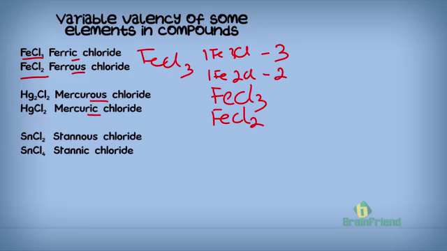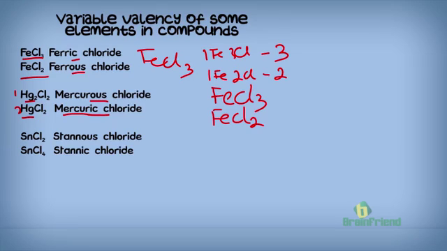As you can see, the valency of mercury here is 2, and the valency of mercury here is 1. Here is 2, here is 1. So this has a higher valency than this one. So it will be called mercuric chloride. So this is how we go ahead to derive or tell apart compounds composed of the same elements but with differences in their valencies. So you can see we have mercurous chloride and mercuric chloride.